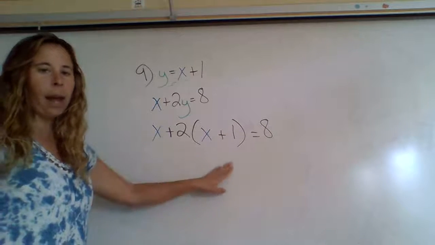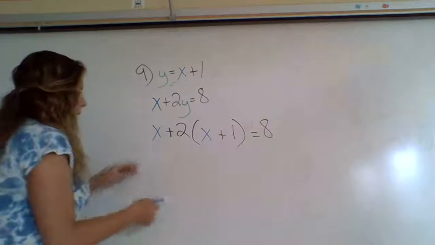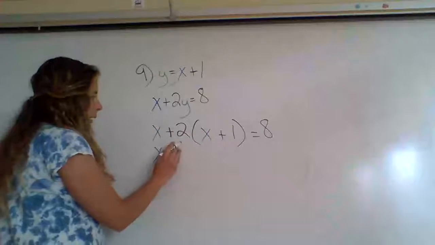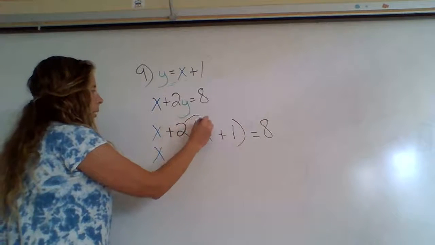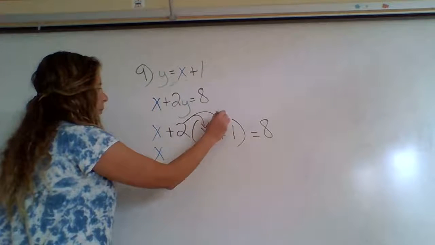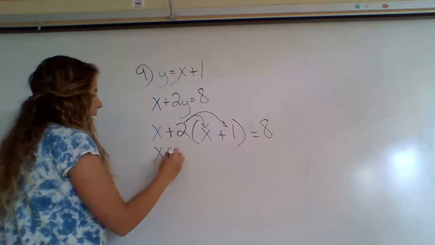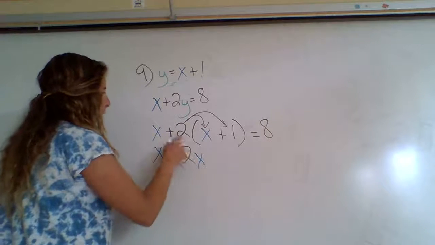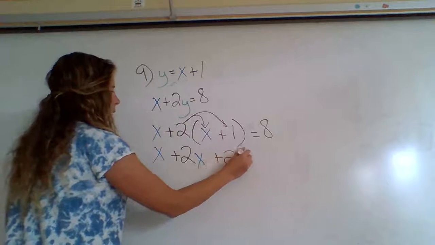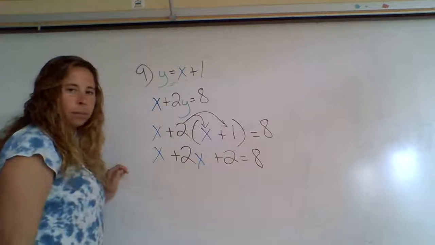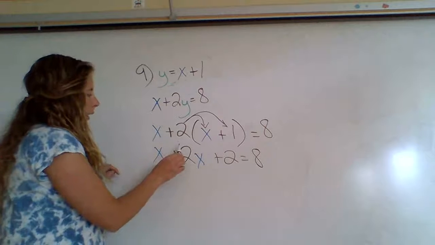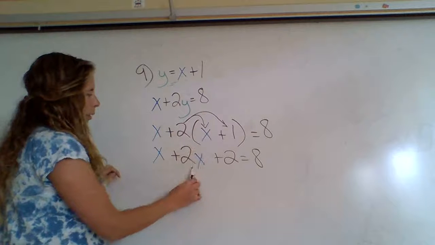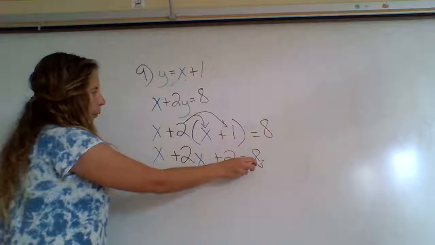Now we're just solving for x. So I'm going to rewrite this. I have x, and then here I'm going to distribute my 2. 2 times x is 2x. 2 times 1 is 2, and that's equal to 8. All I did in this step was rewrite the x, distribute my 2, and rewrite equals 8.